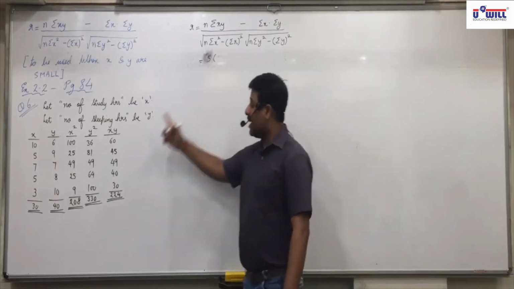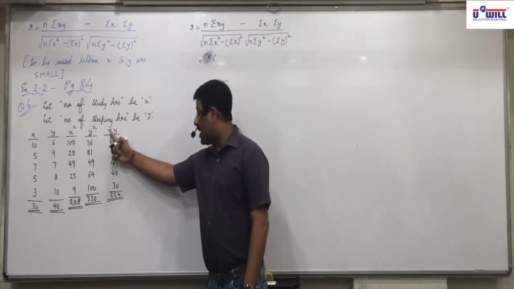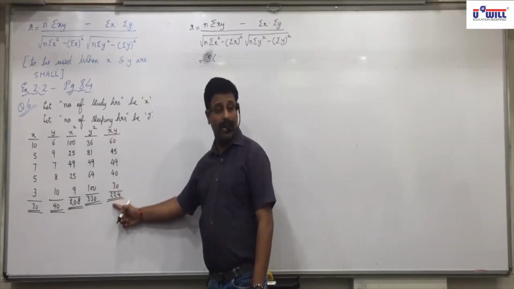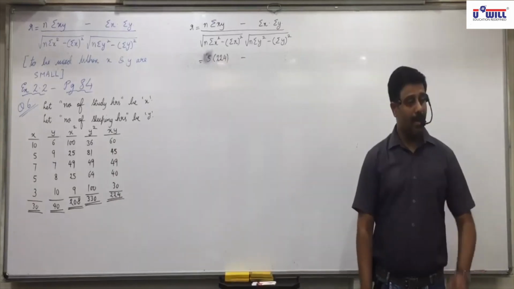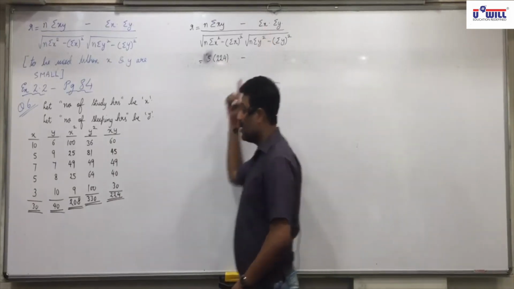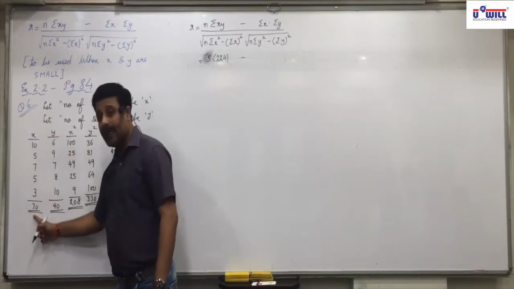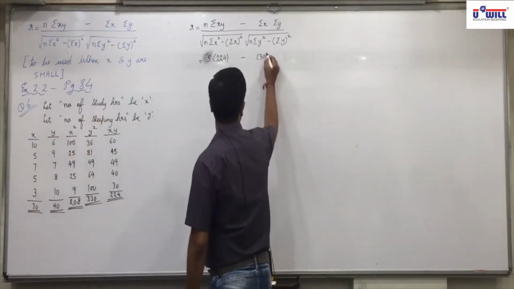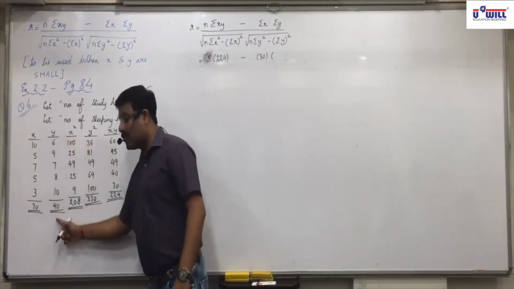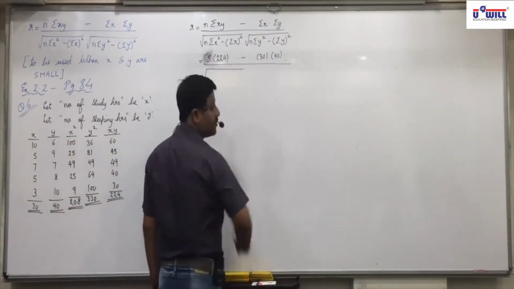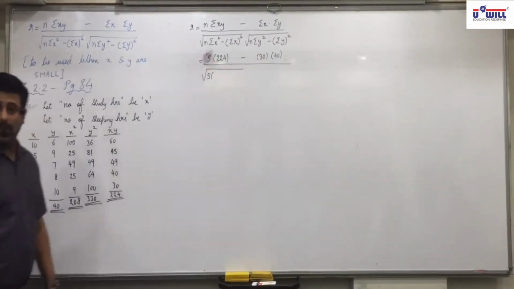Now sigma xy. Can you see this xy? Sigma xy, total of xy is 224. Add in bracket 224. Okay. Minus. Now what is this? Sigma x. Sigma x, total of x is 30. Sigma x, total of x is 30 into sigma y. Total of y is 40 upon square root. Again n is 5.